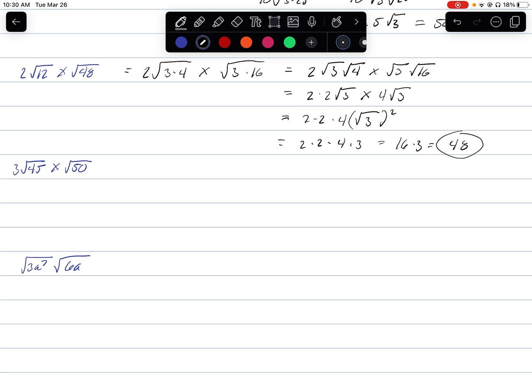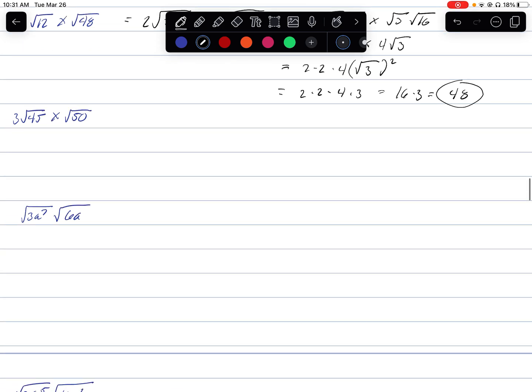Okay, how about 3 times the square root of 45 times the square root of 50? Again, neither of these can be simplified immediately to a whole number, so we're going to have to do a little bit of simplification. That's not too bad. This first one we can rewrite as 3 times the square root of 9 times 5. And then the square root of 50 can be written as the square root of 2 times 25.